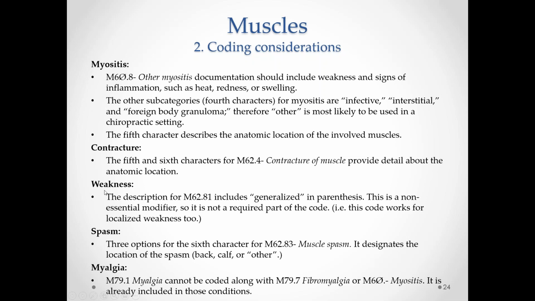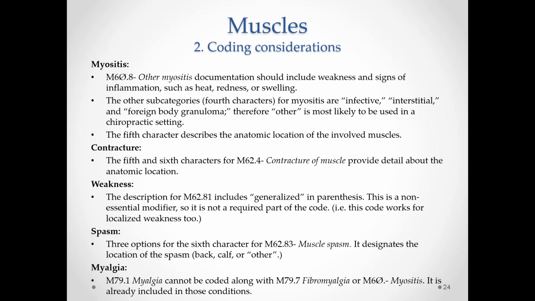And with weakness, when we look it up in the code set, we see that M6281 has the word generalized in its description. Does that mean the patient has to have weakness generalized over their entire body? Well, it doesn't, because it's in parentheses and it's a non-essential modifier. Anything in parentheses is considered non-essential, so it's not a required part of the code. So if you have a patient with weak neck muscles, this would be the correct code to use. It doesn't have to be everywhere in their body. That's what I'm trying to say there.